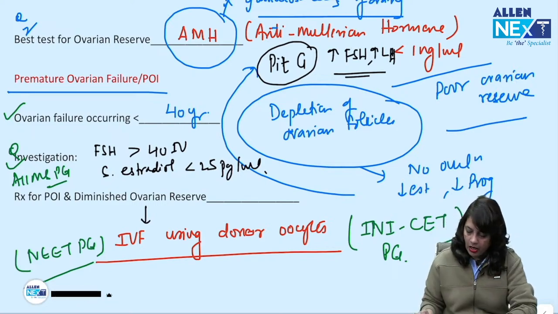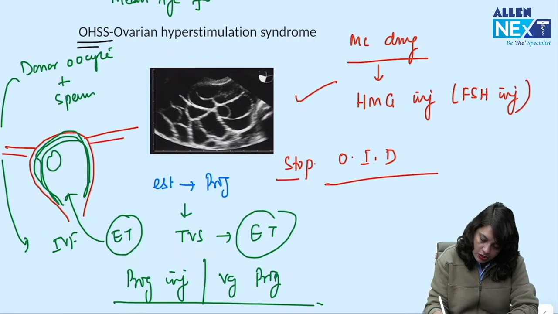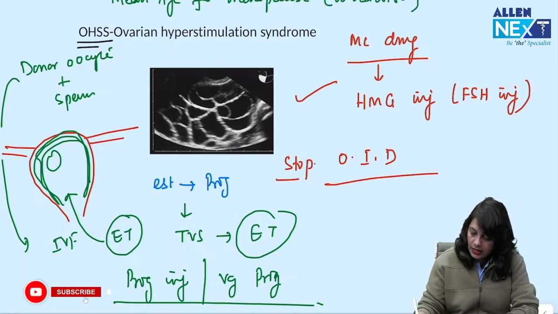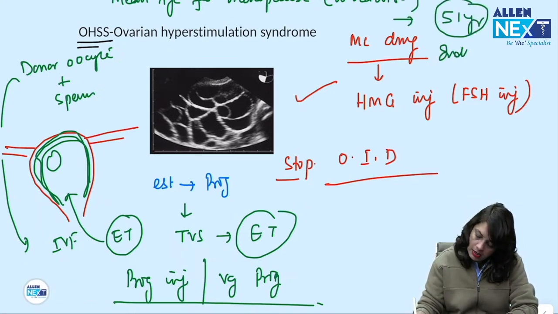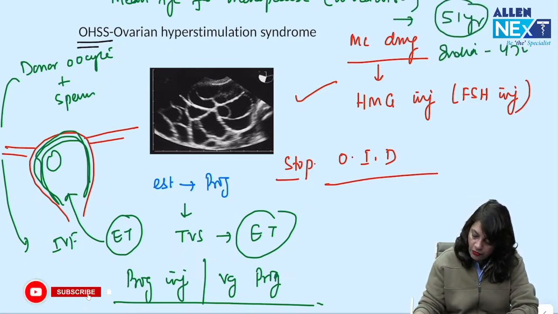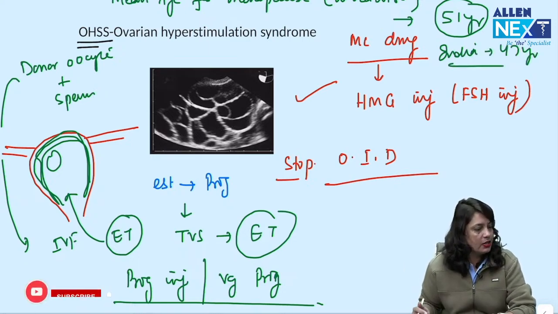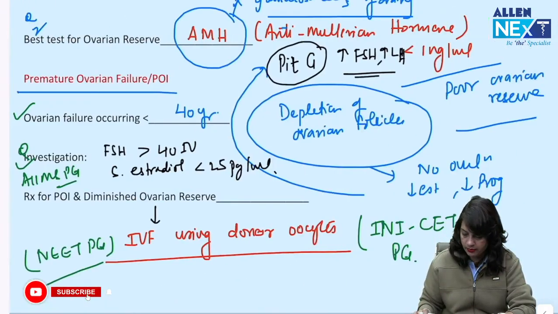Okay. Now, if I ask you what is the mean age for menopause worldwide, then your answer should be 51 years. In India, it is 47 years. But if they ask you worldwide, your answer is that the mean age for menopause worldwide is 51 years.